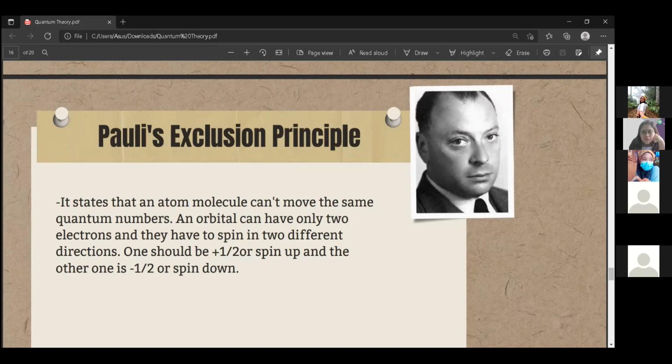So let's go to the guide questions. It describes the following principle. Pauli's exclusion principle states that an atom can't have electrons with the same quantum numbers. An orbital can only have 2 electrons and they have to spin in 2 different directions. One should be positive 1/2 or spin up, and the other one should be negative 1/2 or spin down.